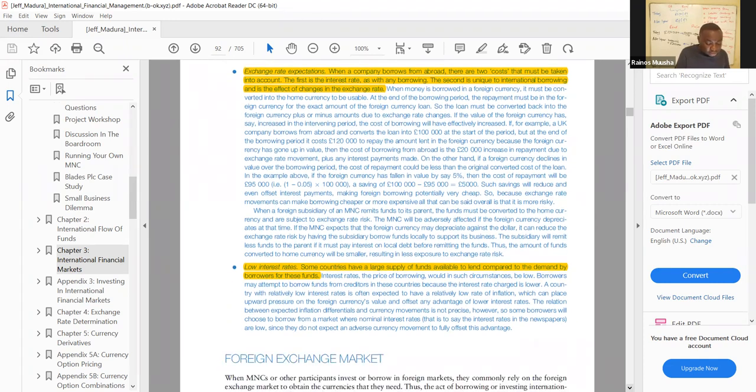The second one is low interest rates. They say some countries have a large supply of funds available to lend compared to the demand by borrowers for these funds. Because if there's a high supply of funds relative to the demand for the funds, when you look at the demand and supply curves there, what do we see? We expect the interest rate to be what? To be low.